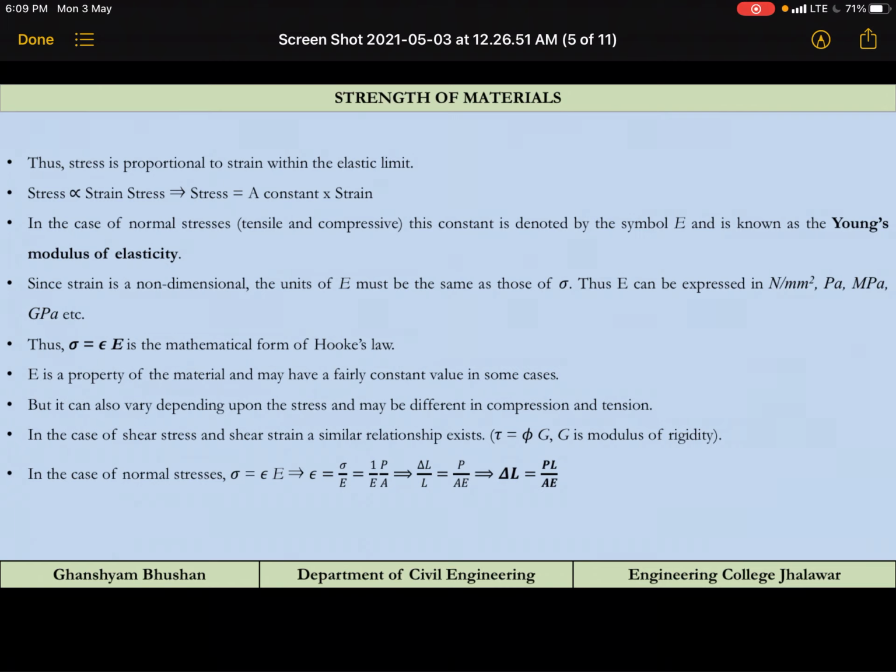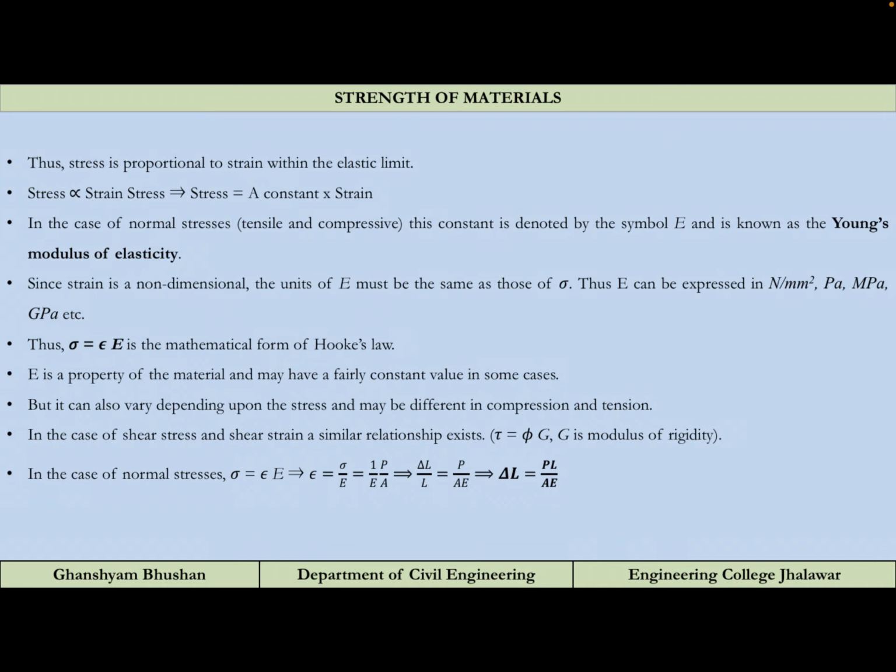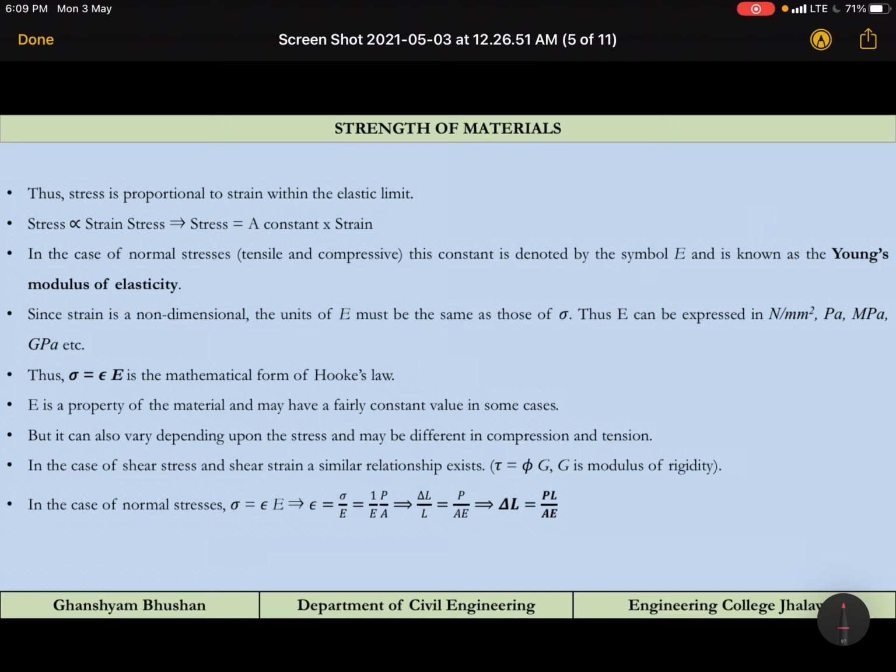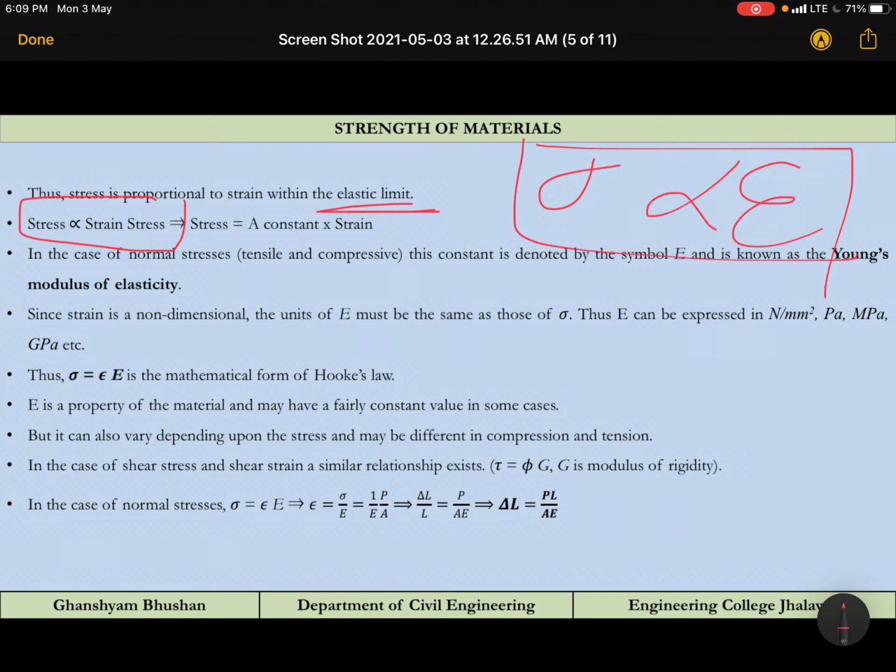So stress is proportional to strain within elastic limit. You have to be very careful while applying Hooke's law. Only up to elastic limit Hooke's law is valid. Okay, so after elastic limit you cannot use this kind of relationship. Stress is proportional to strain. This is valid, that is good, but only up to elastic limit. After elastic limit we cannot use this relationship.